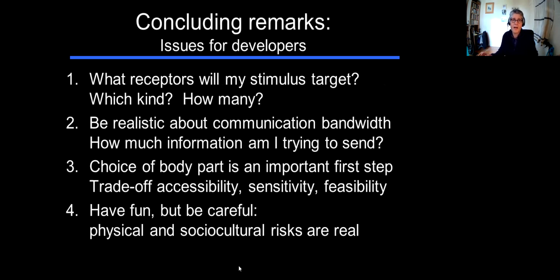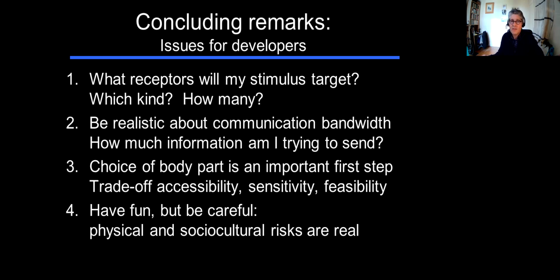So I can go straight to my last slide, which was supposed to be conclusions, but actually I've tried to write it more as some issues for developers. Suppose you want to use all this knowledge because you're an engineer and you're trying to build a tactile interface. Here are just some things you need to think about. What receptors will my stimulus target? Okay, what are the receptors in the body, in the skin or in the muscles or wherever, probably the skin? Which kind of receptors are they?